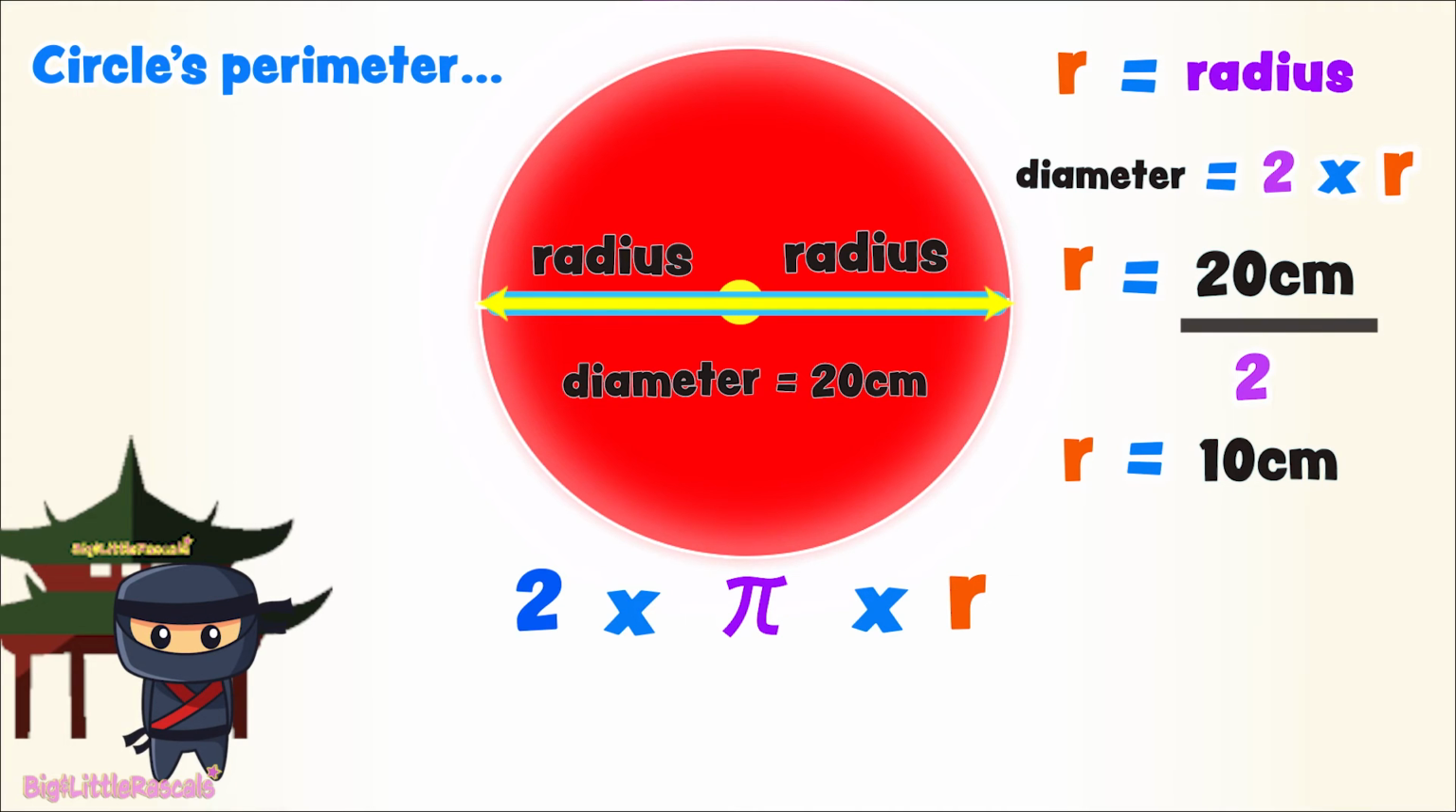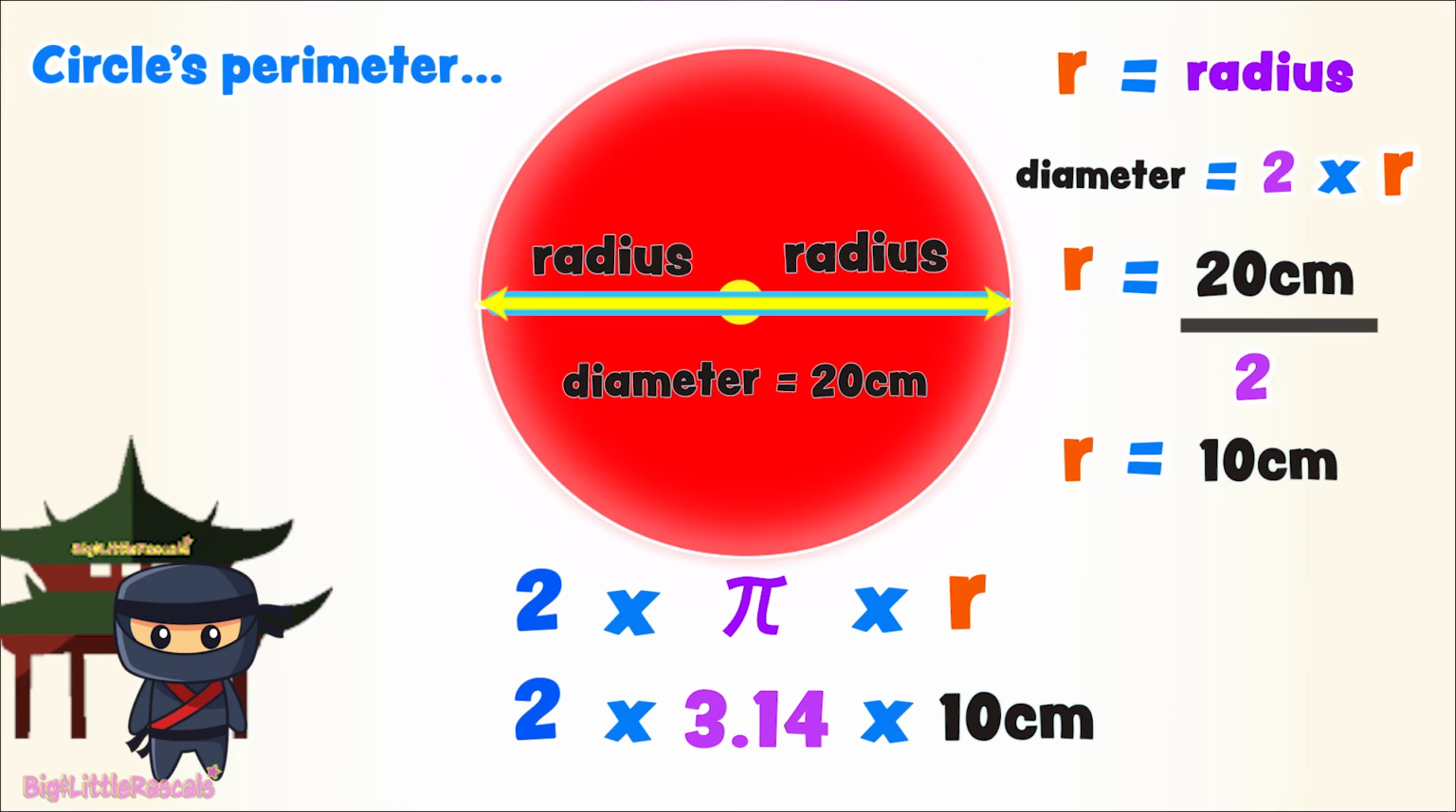Now, let's calculate the circle's perimeter. Circle perimeter equals 2 multiplied by pi multiplied by 10 centimeters, equals 2 multiplied by 3.14 multiplied by 10 centimeters. It's equal to 62.8 centimeters. Wow, another great work, Ninja.